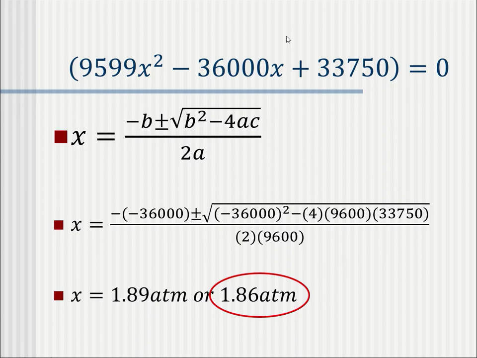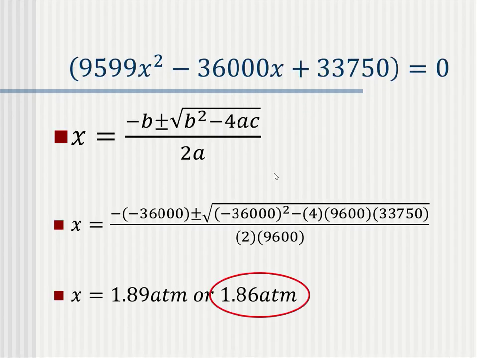Now, more often than not, one of these two numbers is going to be negative. You just can't have negative pressures or negative moles or negative concentrations. None of that makes sense. That's one of the driving forces behind trying to figure out which one's the right answer. So in this case, 1.86 is the correct answer. So we know that our x value is 1.86. So I go back to my ICE chart.